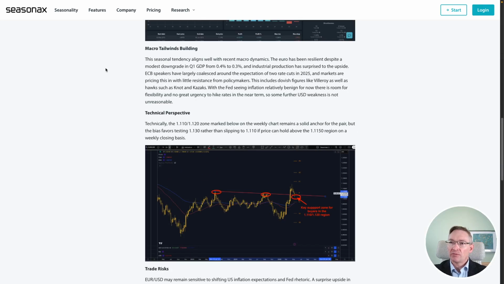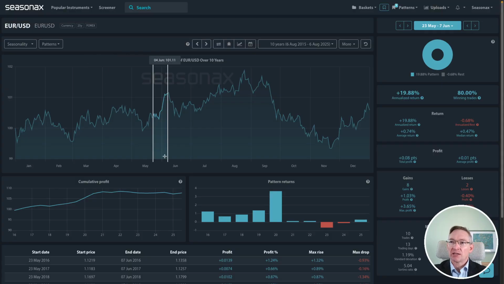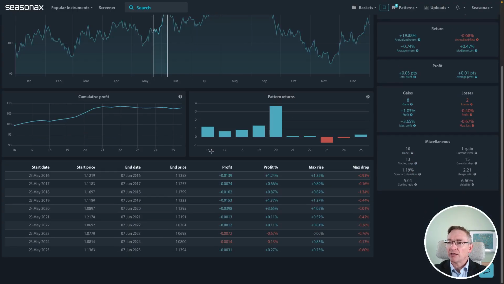Well, we identified it by going along to Seasonax's Seasonality tab, and we saw that over the last 10 years, the euro dollar had a nice seasonal period of upside from the 23rd of May to 7th of June, average return of 0.74%. It's just a strong time for the euro, and there was some dollar weakness. So that's how we saw these strong seasonals, and it looked very attractive.